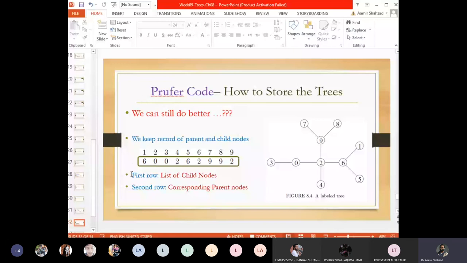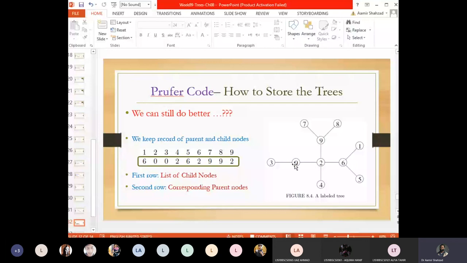1, 2, 3, 4, 5, 6, 7, 8, 9. In the first row all my nodes have come. In the second row, I'm just storing the parent nodes of the nodes in the first row. Zero is our root node, and a root node does not have a parent, so we don't need to store anything for zero. What is the parent of one? Six. So under one, we have placed six. The parent of two is zero, so we have placed zero over here. The parent of three is zero, we place zero over here.